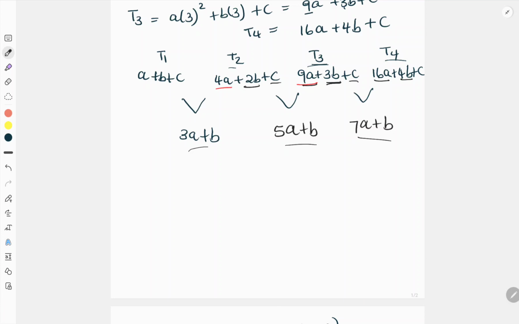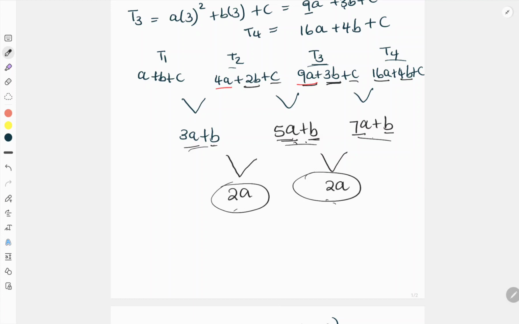Then these terms are not constant. They're not the same. So you continue. You find the differences between the two terms. Then also, 7a minus 5a will give you 2a. b minus b will give you 0. Then you don't write anything there. 5a minus 3a will give you 2a. b minus b will give you 0. Then you see there's something happening here.